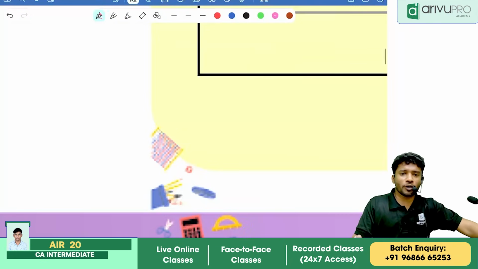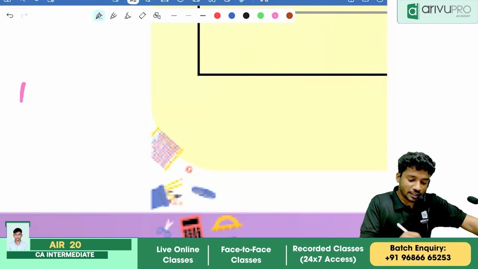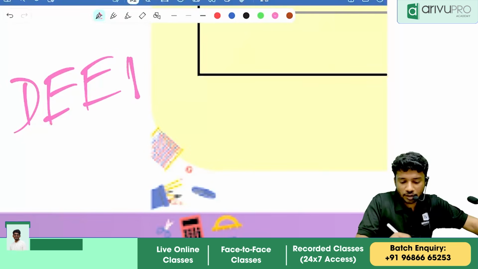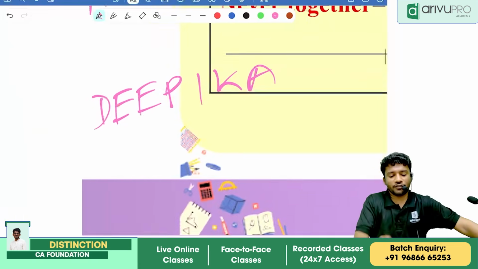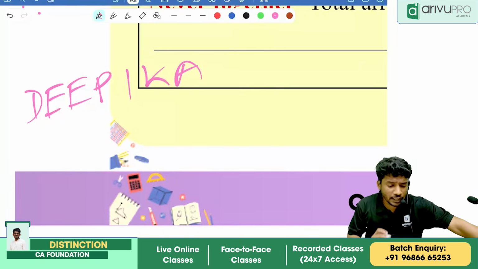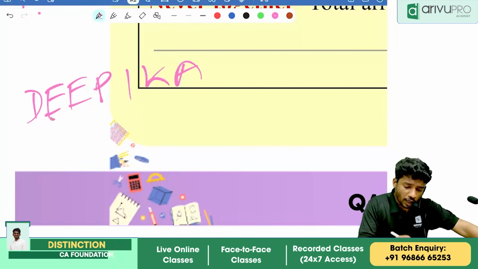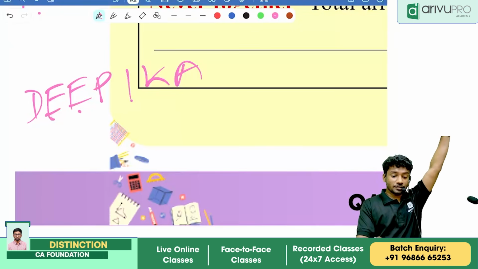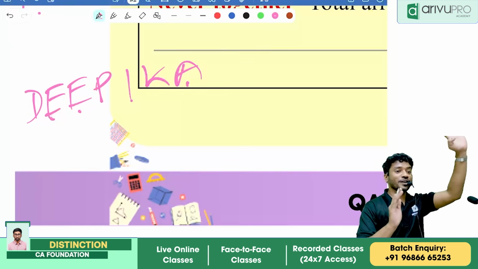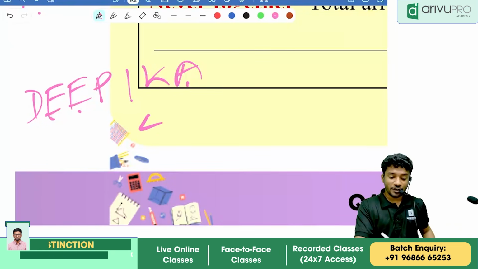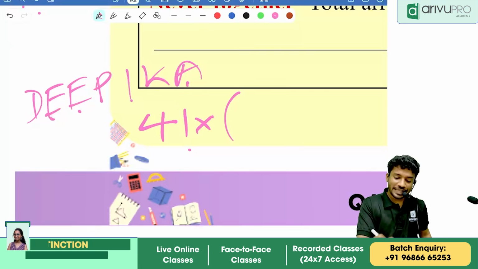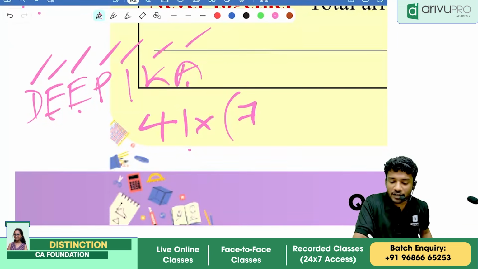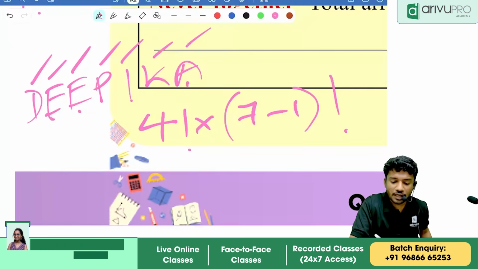Tell me a name. Not Karthik. Any other name. Kirtika. Deepika. Okay. Deepika. Fine. How many vowels are there? 1, 2, 3. All the vowels are together. Oh, sorry, 4. 4 vowels are there. 4 vowels are together. 4 factorial into n. How much is n? 1, 2, 3, 4, 5, 6, 7.